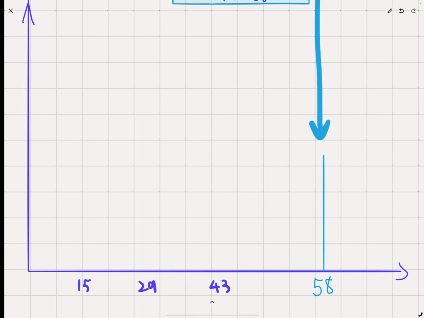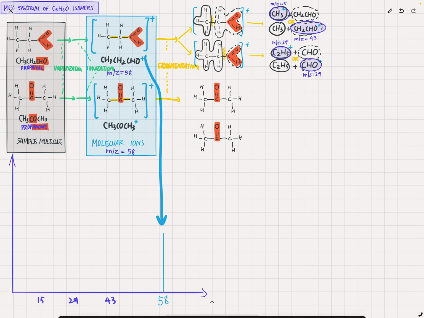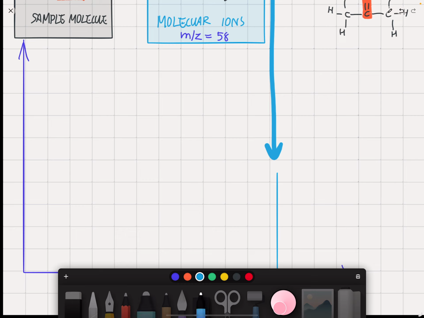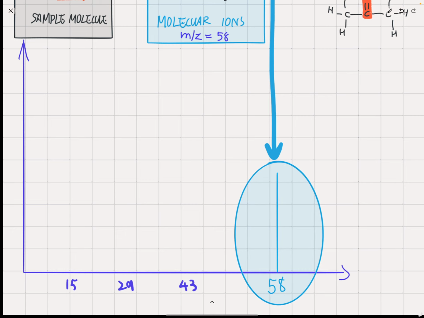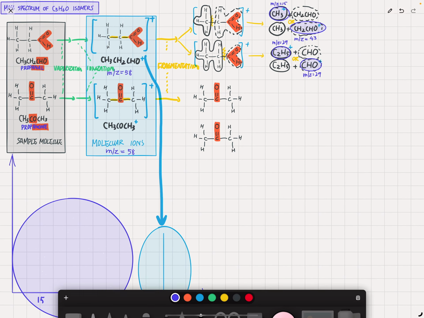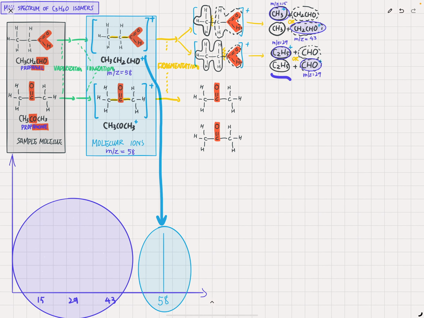I note that it's not drawn to scale. Okay, so you have the molecular ion peak. So this is the molecular ion peak, and these will be the fragment peaks. This came from here. All these will just come over here. Maybe I'll draw the arrow later.